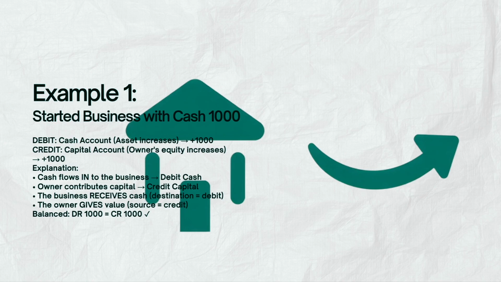First example, a person started a business with cash 1000. So first method, cash account is an asset account. Whenever it increases, it's a debit. And the next account is capital account. And whenever it increases, it's a credit. So the second method, source and destination. The destination right here is cash account and it should be debited with 1000, and the source account is capital account, which should be credited with 1000.